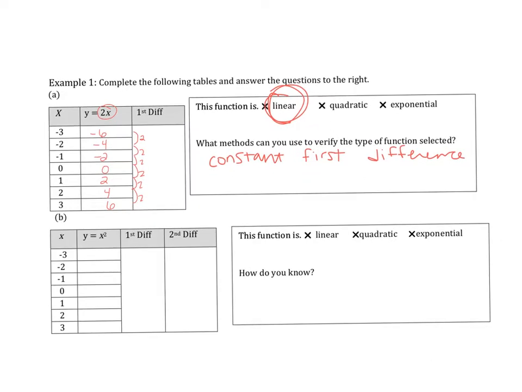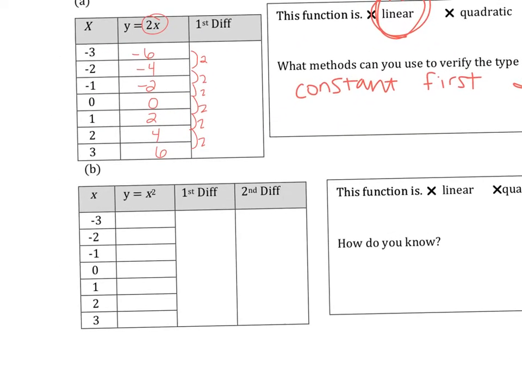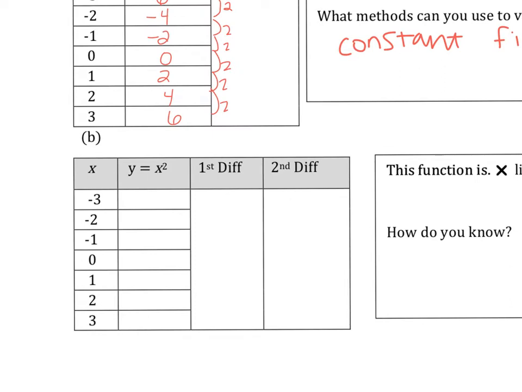So let's take a look at this next one and let's see what we think here. Okay, so on this one, the equation says to square each x value. So negative 3 squared is 9, negative 2 squared is 4, negative 1 squared is 1, 0 squared is 0, 1 squared is 1, 2 squared is 4, and 3 squared is 9. Okay, so let's go ahead and find that first difference. So between these two, we have a 5, and then a 3, and then a 1, and a 3, and a 5. So this is not constant. So this is not a linear function.